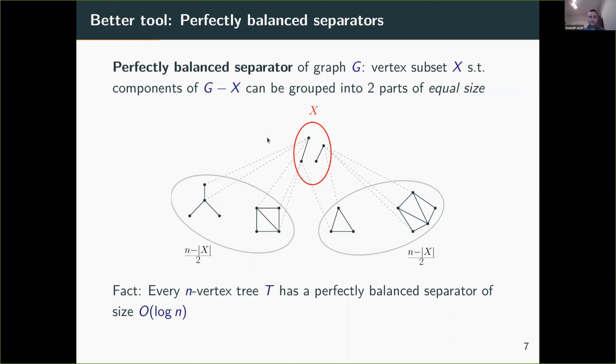And it would be too much to ask that a tree has a vertex which is a perfectly balanced separator. This is not true. But if you are fine with removing log n vertices, then you can find a perfectly balanced separator of that size in a tree. And I will quickly recap how to find such a set, because we are going to generalize this. We are going to use this for other classes of graphs than for trees. So it's good to see one way of doing it at least.